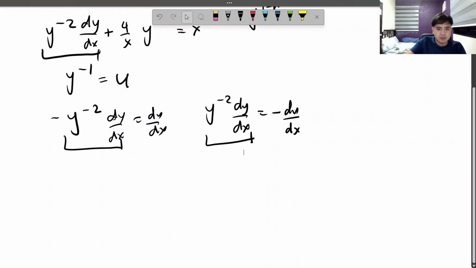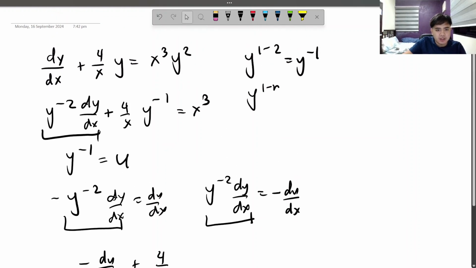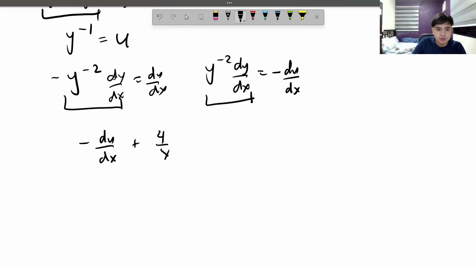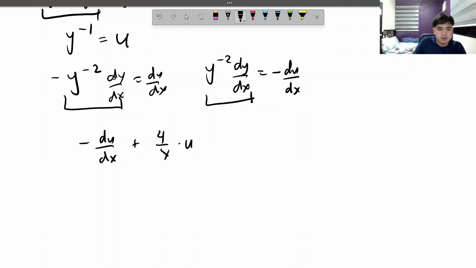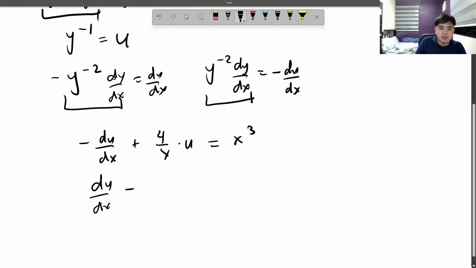So we can put negative du over dx plus 4 over x, and then y to the negative 1 is u, and x cubed is just x cubed. From here, we can multiply both sides by negative 1 to get du over dx minus 4 over x times u equals negative x cubed.